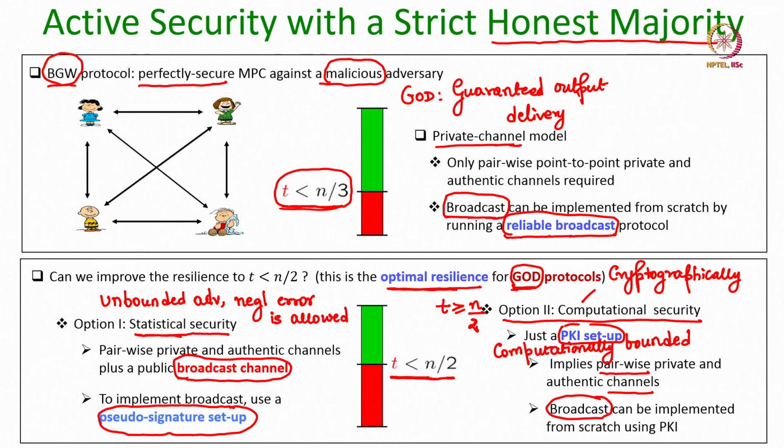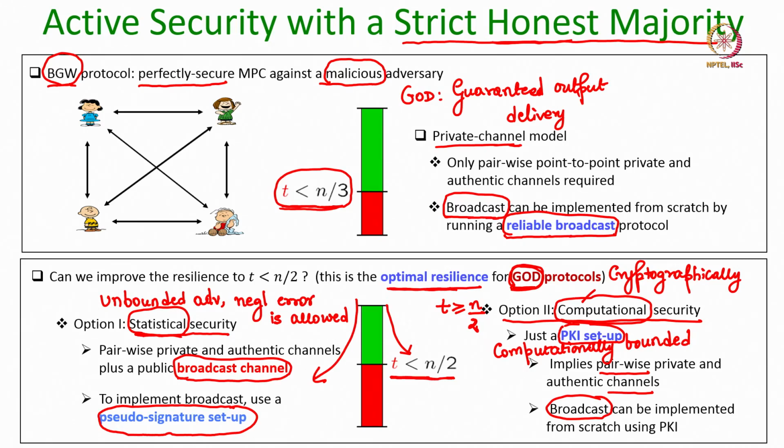Okay. So, the summary is that if you want to further improve the resilience of MPC protocols, but want to remain within the honest majority setting, which of course is a necessary condition for GOT protocols, then depending upon whether you have the pseudo signature setup or not, you can go either for statistical security and tolerate computationally unbounded adversaries, or you can go for computational security and tolerate computationally bounded adversaries. So, now for the rest of our course, we will see how to design statistically secure MPC protocols, and how to design computationally secure MPC protocols.